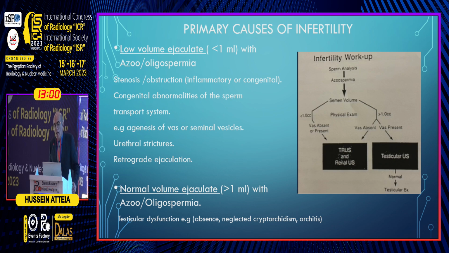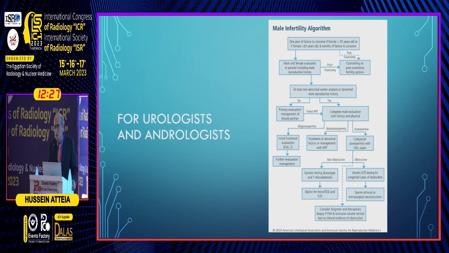Now, low volume ejaculate, less than 1 milliliter: what causes it? Stenosis, obstruction, inflammation, congenital abnormalities, absence of unilateral or bilateral agenesis of the vas or seminal vesicles. Also, urethral strictures may cause low volume ejaculate. Retrograde ejaculation, whether medical or physiological, may also cause it. Normal volume ejaculate means more than 1 milliliter. With azoospermia or oligospermia, the cause is testicular dysfunction, either absent or neglected cryptorchidism, or even after orchitis.